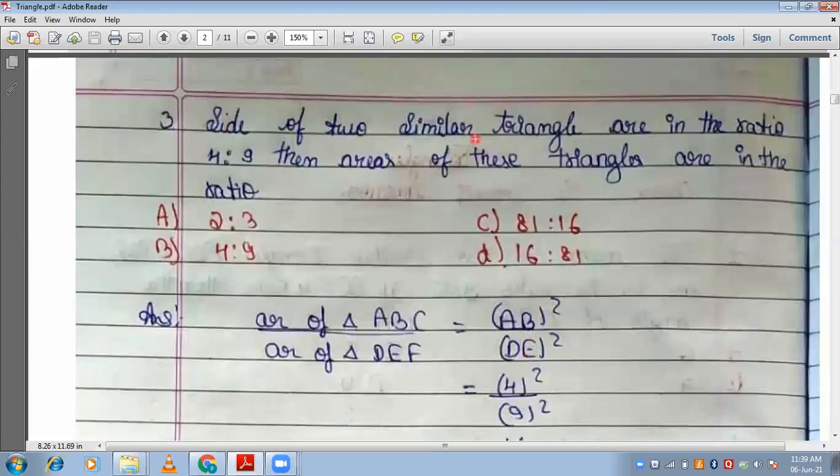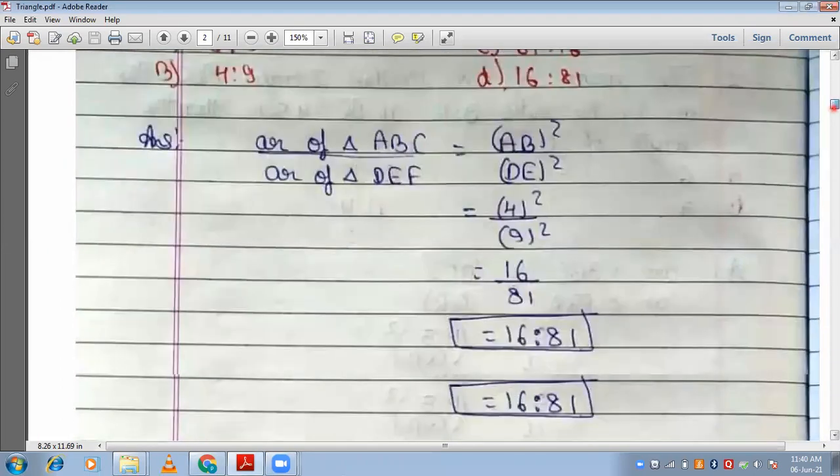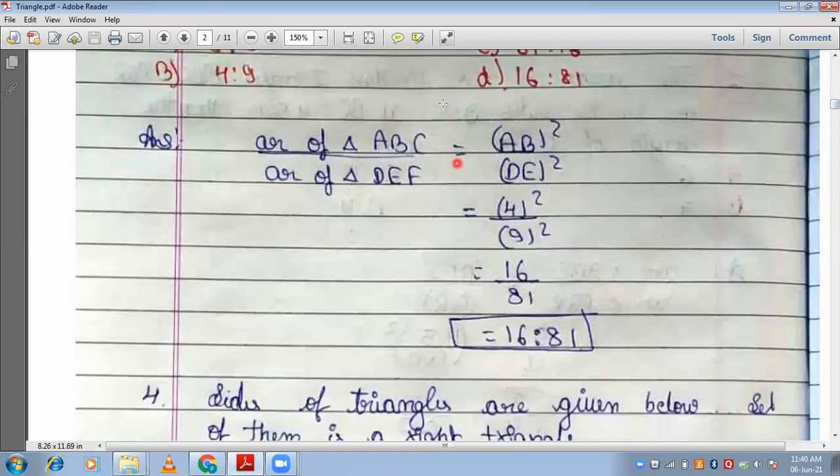The given sides of two similar triangles are in the ratio 4 is to 9. So AB is 4 whole square divided by DE, which is 9 whole square. Now square this: 4 fours are 16 divided by 81. So option D is right.